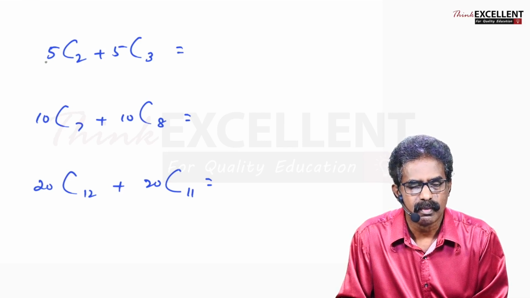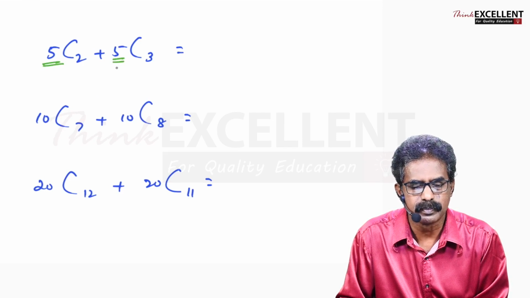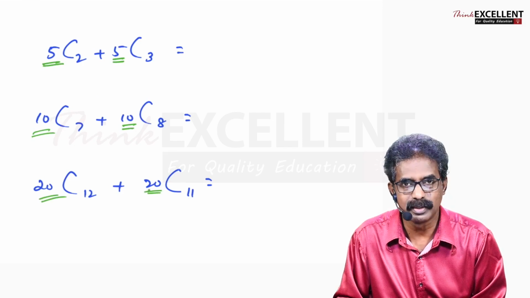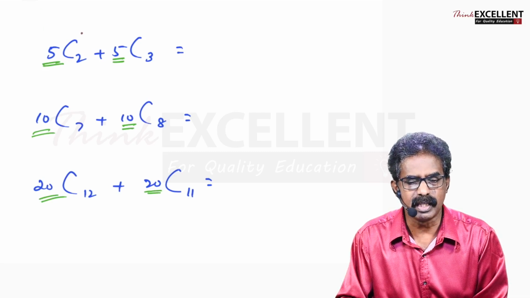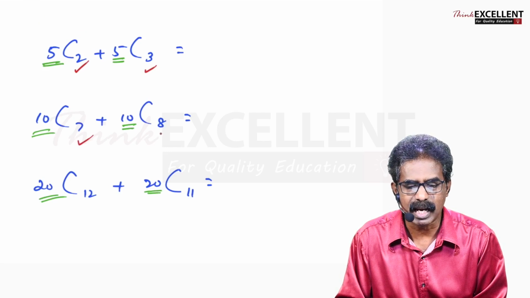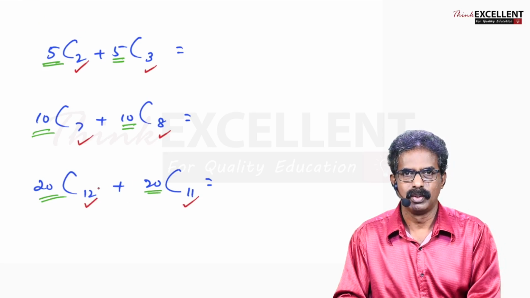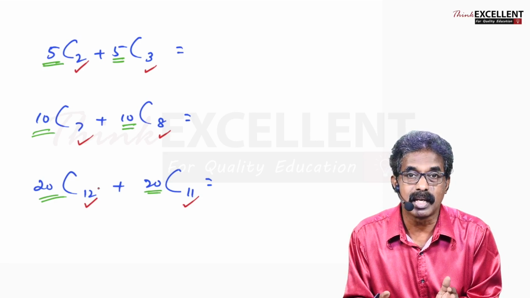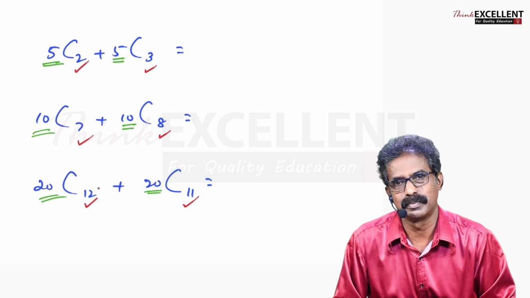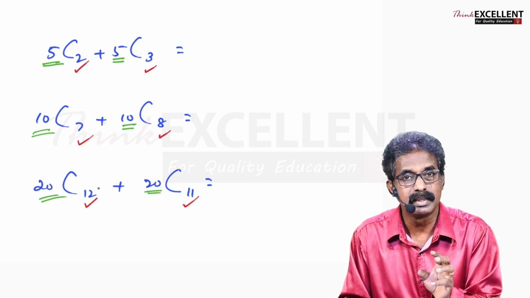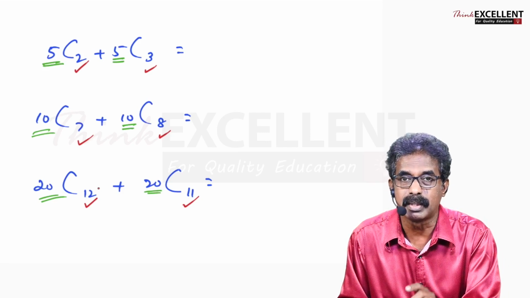Please listen. First numbers same. First number same, right? Okay. Second number, if you see, 2 and 3. 7 and 8. 11 and 12. So first numbers must be same. Second numbers must be consecutive numbers. Then you can add it. You can't simply add any two combinations. First numbers must be same. Second numbers must be two consecutive numbers. Then you can add it.